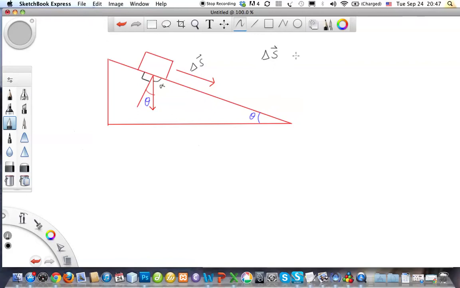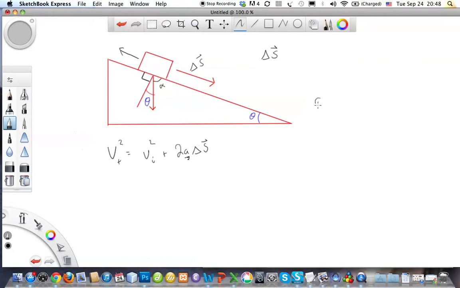Now, by doing that, we can take our final velocity squared is equal to our initial velocity squared plus 2 times the acceleration times the change in displacement. And now, with that being said, we know what our acceleration is in here with the negligence of friction.